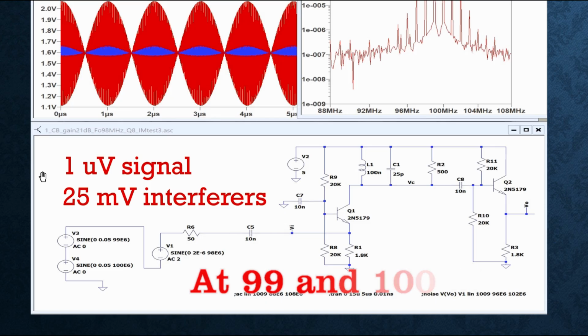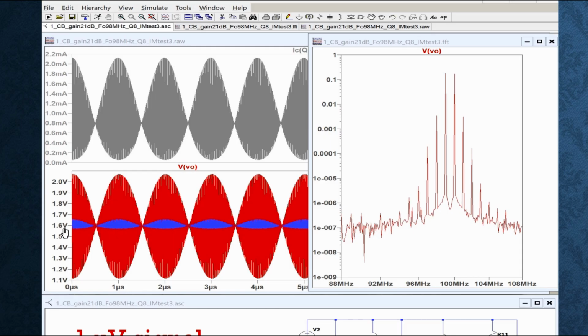In episode 1, where we went over this in detail, I explained why, even though this says 2 microvolts, this is 1 microvolt, and this is 50 here, and it's 25 here. That has to do with the loading that the amplifier places on this 50 ohm source. But let's just look at the 25 millivolt interferers, these two signals. They're at two different frequencies, 99 megahertz and 100 megahertz. So I ran a simulation for many, many cycles. That's why it's all solid looking here.